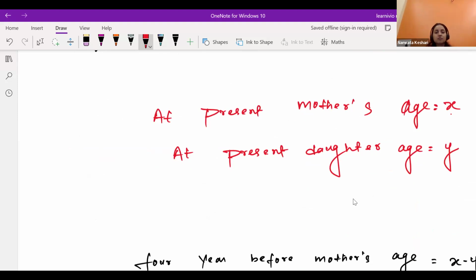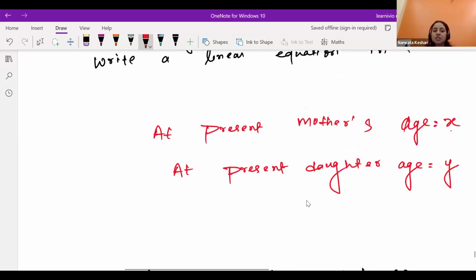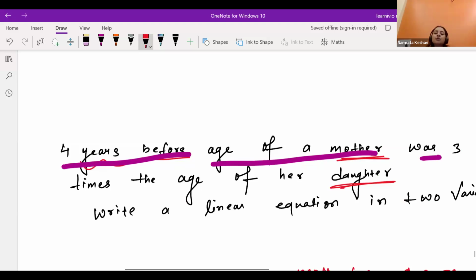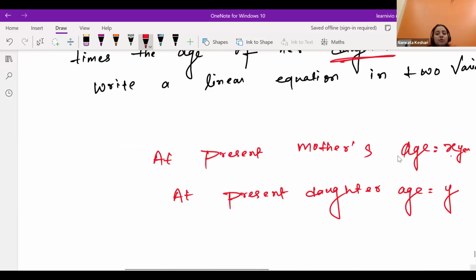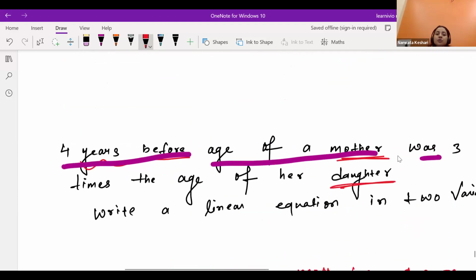Now we will read the question. Without even reading we have taken these two assumptions. Okay, now we will read the question very carefully. It says that 4 years before age of mother. So if at present mother is X years old, then 4 years before her age will be X minus 4. Yes or no, Arhan? Yes. Okay. So 4 years before age of mother, this will be x minus 4. Was 3 times, was means is equals to, at that time it was equals to 3 times, that means 3 into age of the daughter.